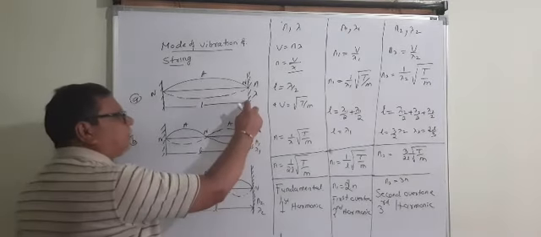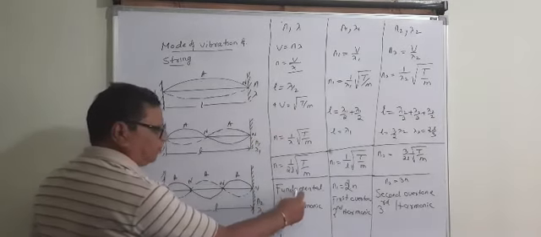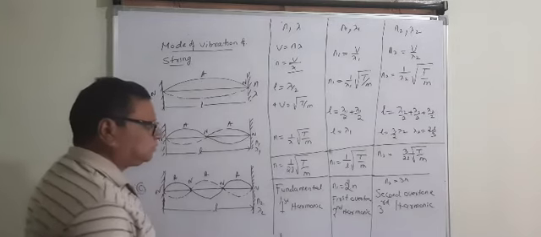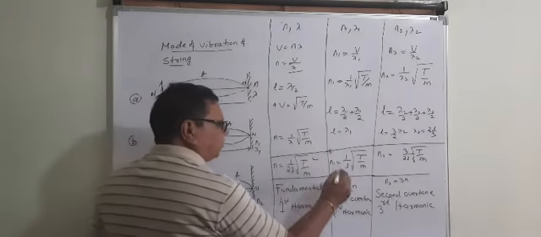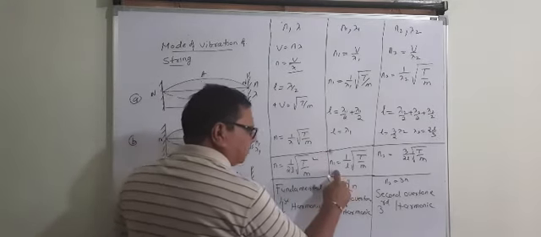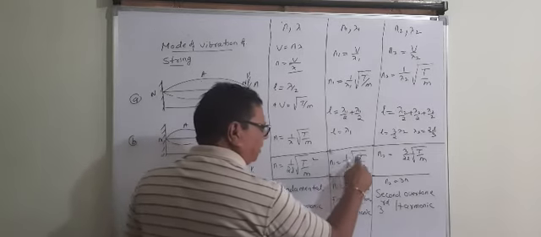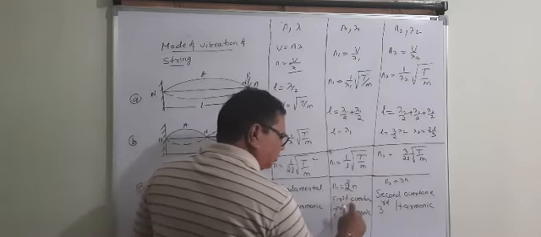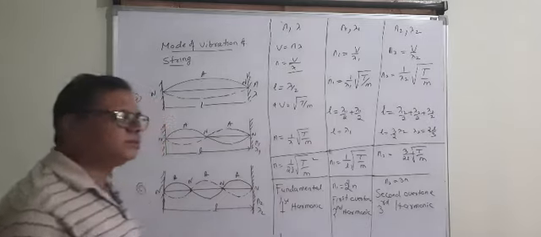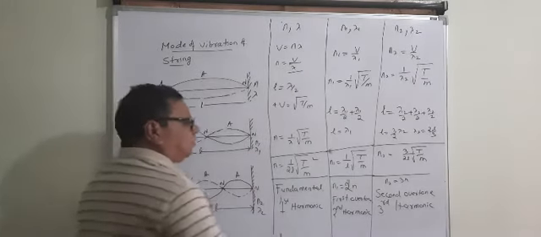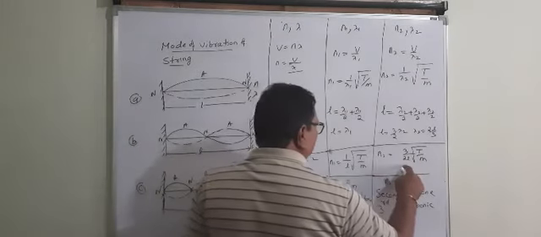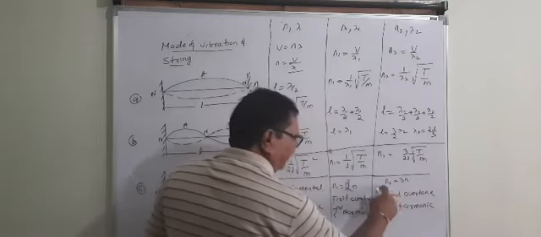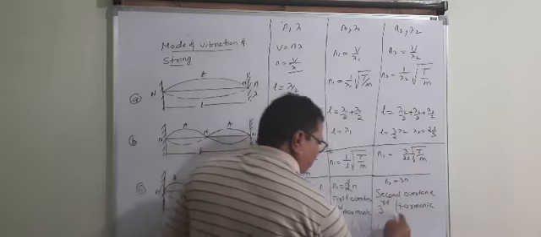So frequency of vibration in first mode is called fundamental or first harmonic, which is given by this. Frequency of vibration in second mode is given by n1 is equal to 1 upon L under root T by m, n1 is 2n, it is called first overtone or second harmonic. In third mode, it is n2 is equal to 3 by 2L under root T by m, or n2 is 3n, which is second overtone or third harmonic.